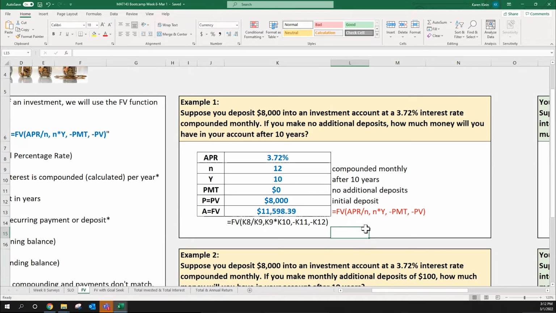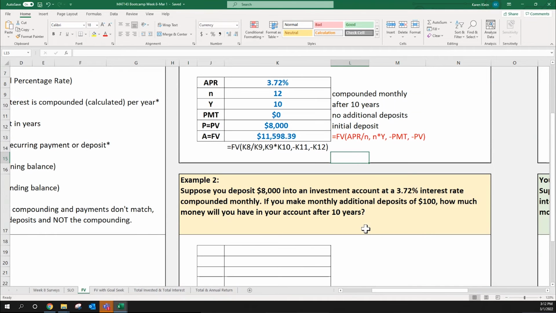All right, let's take a look at the second one here. The second example is very much like the first one, except that I have that deposit of 8,000. I'm still going to invest it at the rate 3.72%. It's still compounded monthly. But you're going to make additional deposits each month of $100. So if I add in $100 each month, how much am I going to have in that account after 10 years? So I'm going to copy this formula down again.